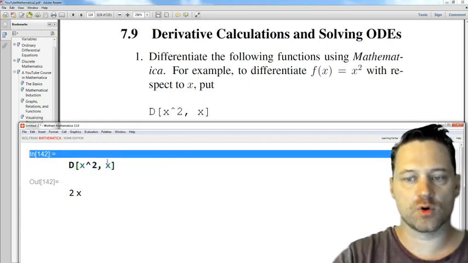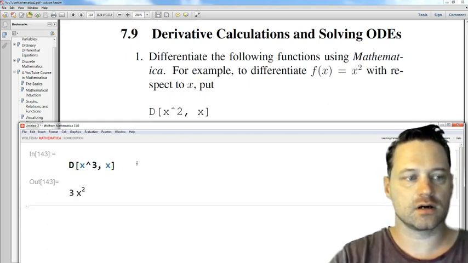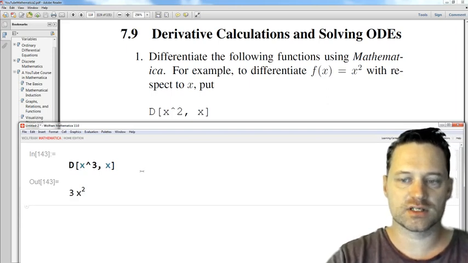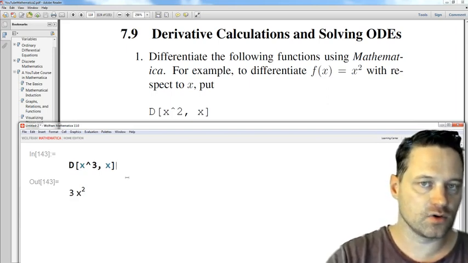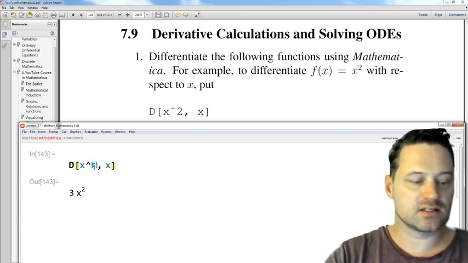Alright, so let's try a more complicated example. x cubed. If I differentiate x cubed, I get 3x squared, which is precisely according to the rule I just explained. Okay, now what about x to the 4th?